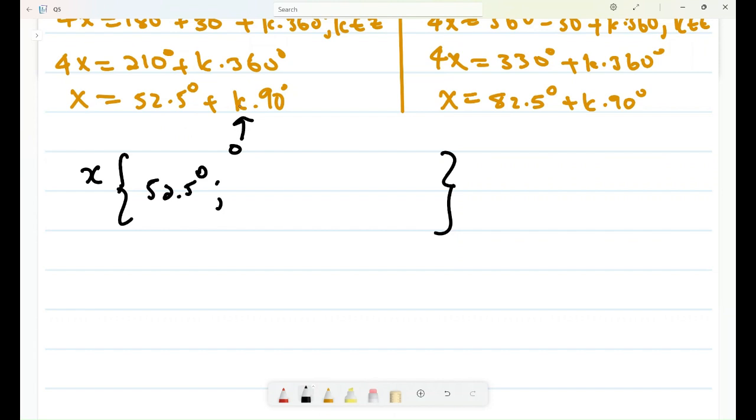When I input 1 here, it is going to be 90 plus, so this one is going to be more. Negative 1 is going to be negative 90 plus, so this is going to be less than 0. So we move on. We come here.